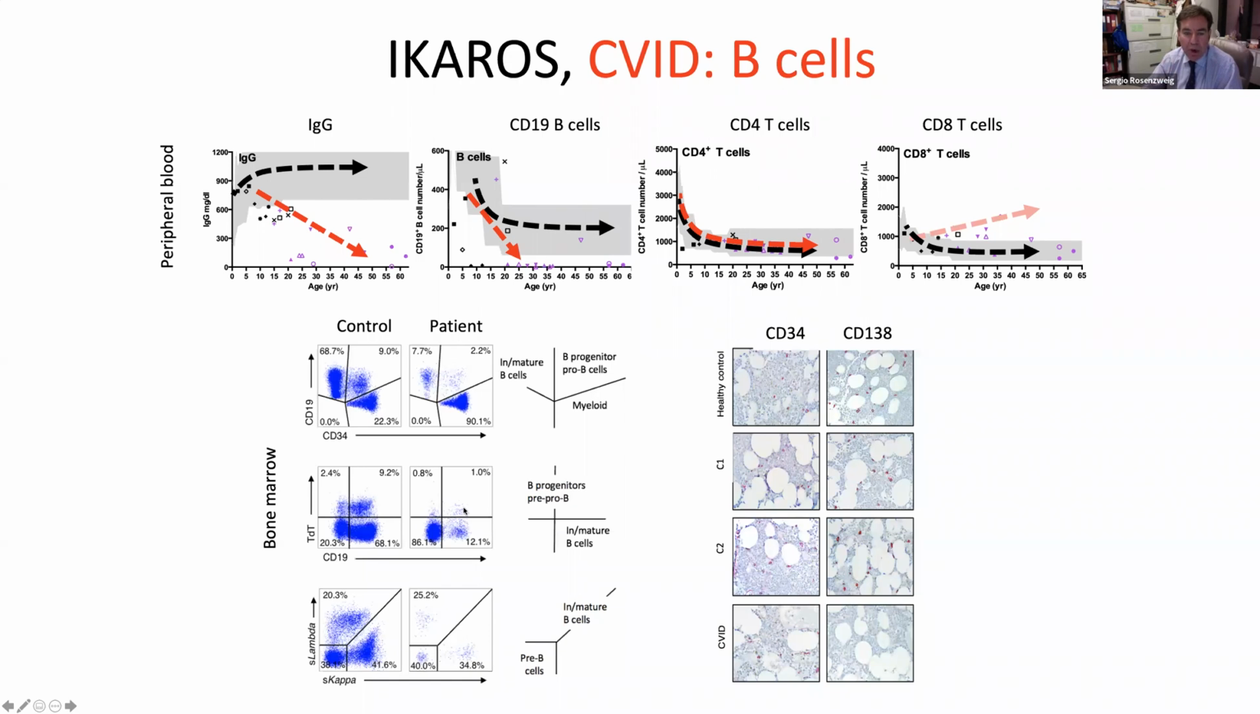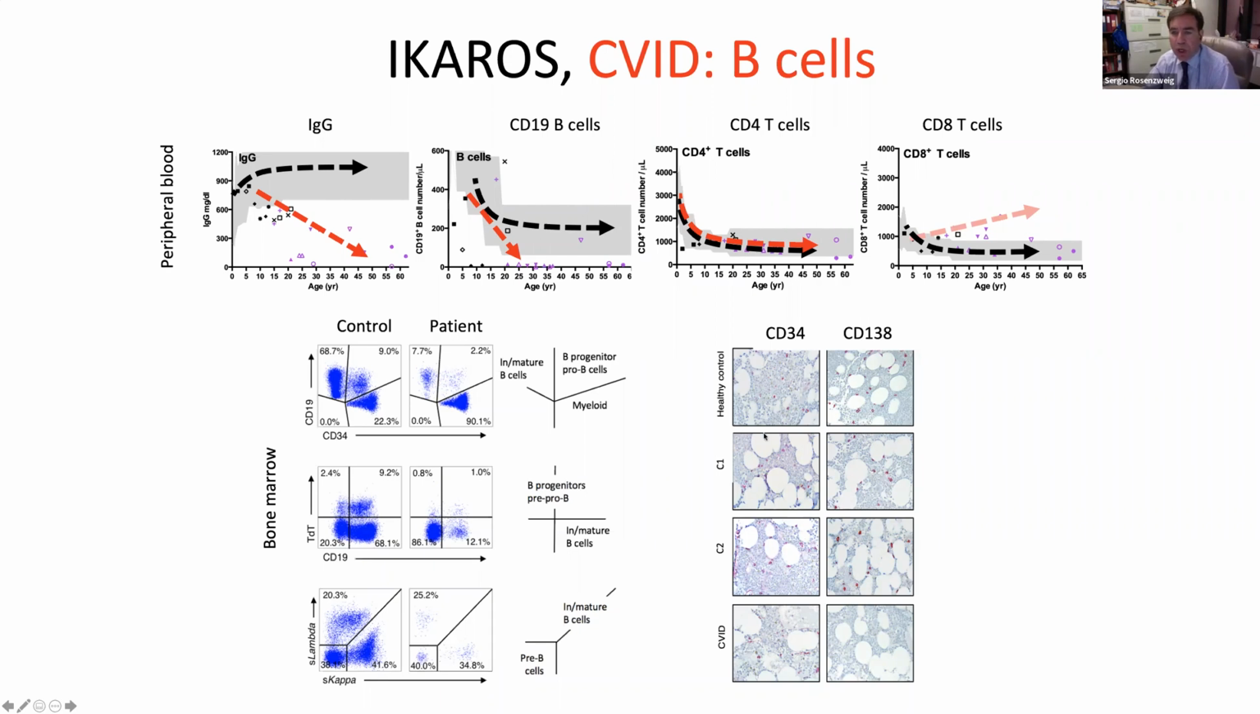But again, the few cells they make, the kappa lambda distribution is normal. And actually they can make it into memory B cells. So what it means is the arrest in B cell development is very early, but the few cells that make it go the full way. And actually they have a normal kappa lambda distribution.